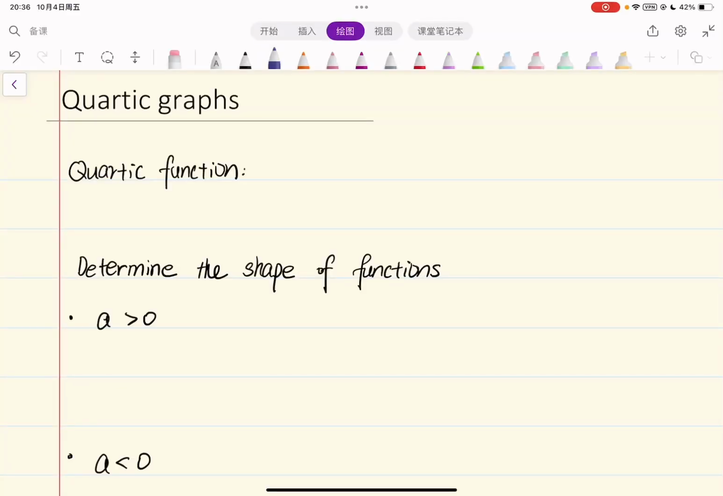Hello everyone, in this video we are going to talk about quartic graphs. After watching this video, I hope you know what a quartic function is and how to sketch quartic graphs. So what is a quartic function?